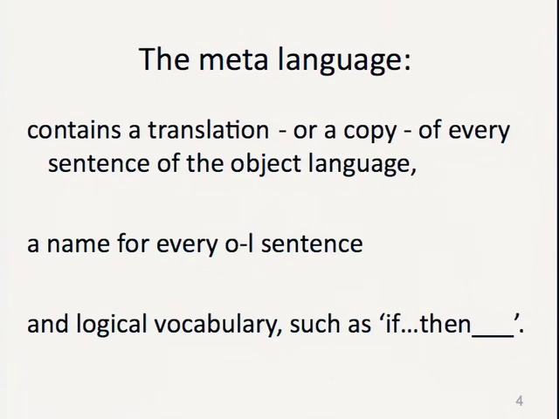All right so far? Okay. So you're going to have in your meta language a translation or a copy of every sentence of your object language. It's also going to have a name for every sentence of your object language. You want to be able to talk about your object language, right? So you want to be able to designate every sentence in it.